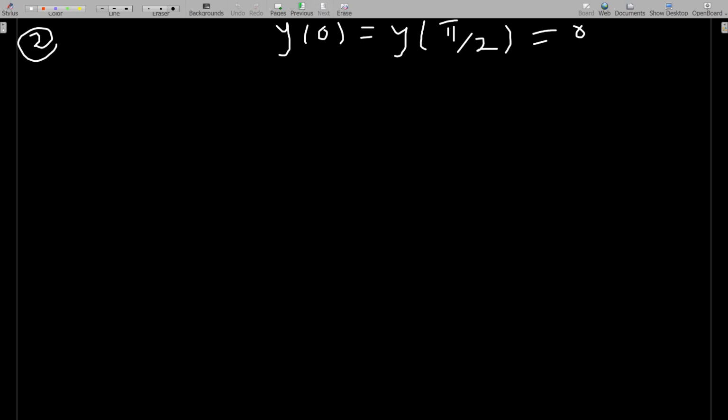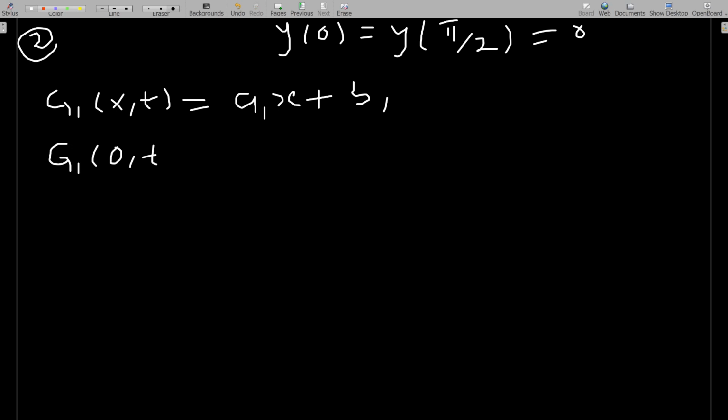Okay, so we said that g1 of 0 comma t. Let me first write g1 of x,t for you. Actually, g1 of x,t is equal to a1 x plus b1, although we only see x here, but we assume it is a function of both x and t, and indeed at the end we get a function of both x and t. So with the first one, the y of 0 belongs to g1. So g1 of 0 comma t should be equal to 0.